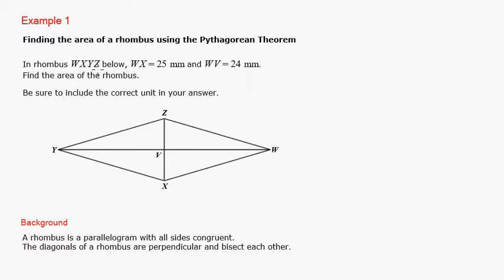In a rhombus, so the whole thing is a rhombus, that means that it's a parallelogram, but the sides are all equal, these distances all equal on the sides because it's a rhombus. Okay, so WX, from W to X, this distance right here is 25. And from W to V, this is 24.